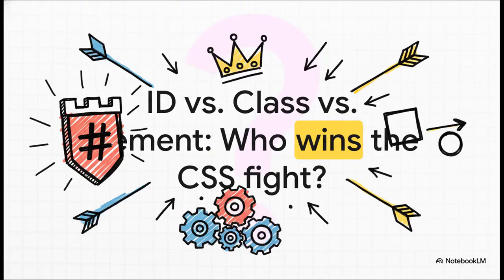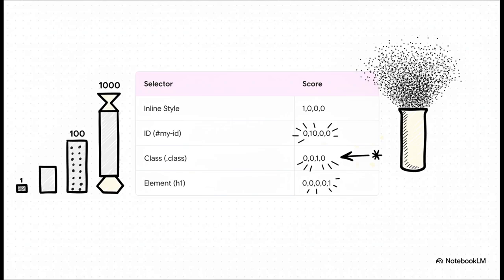This has to be one of the most common CSS interview questions of all time. I'd bet almost every one of you has heard this before. You've got 3 different rules, all pointing at the exact same element. Who wins the fight? Well, the browser doesn't guess.